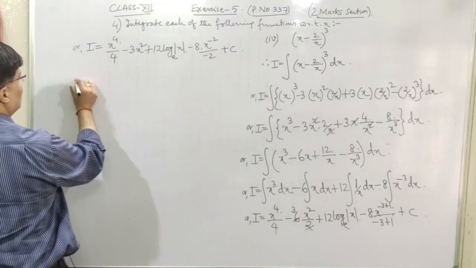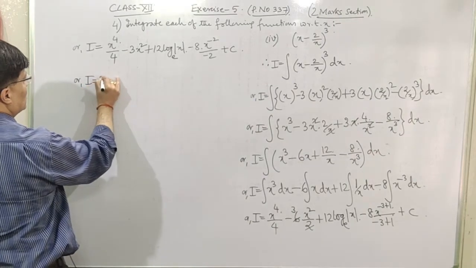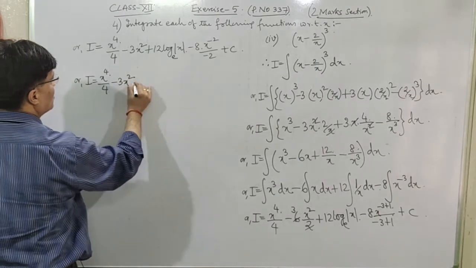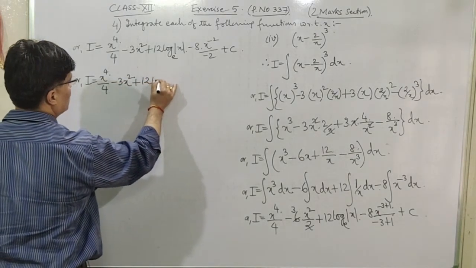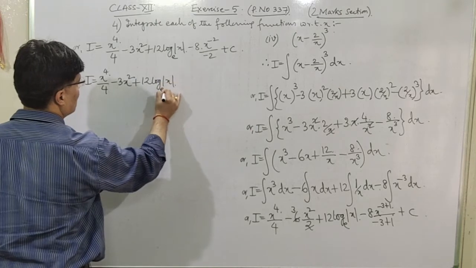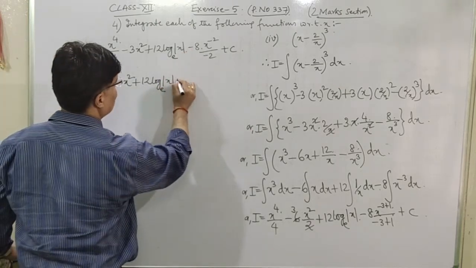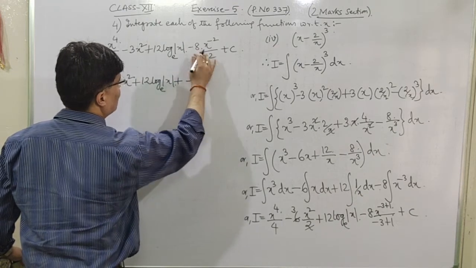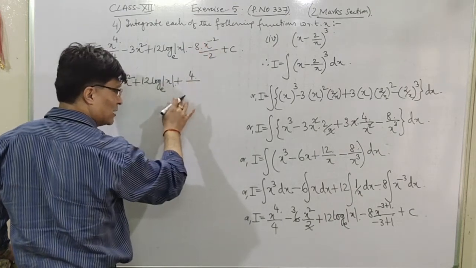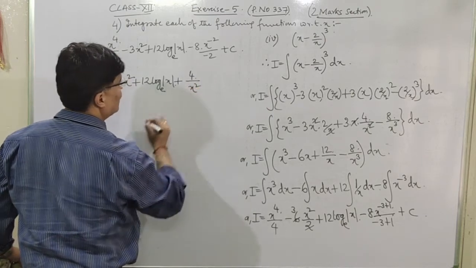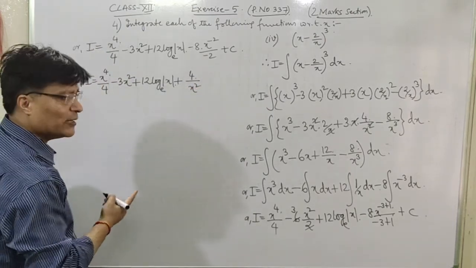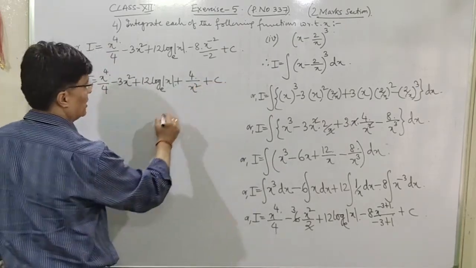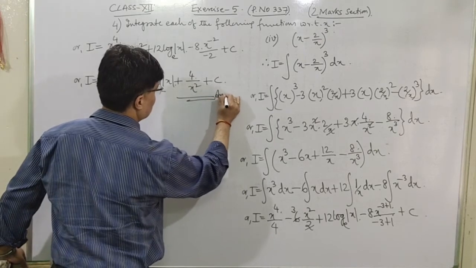Okay, so let us write down the final answer now. I is equal to x to the power 4 by 4 minus 3x square plus 12 log x base e. So this minus into minus gets cancelled, plus 4 divided by x to the power minus 2, which can be written in the denominator. So it is x square, isn't it? X to the power minus 2 can be simplified, so it becomes 1 upon x square. Then you have to write plus c. So this is the answer.